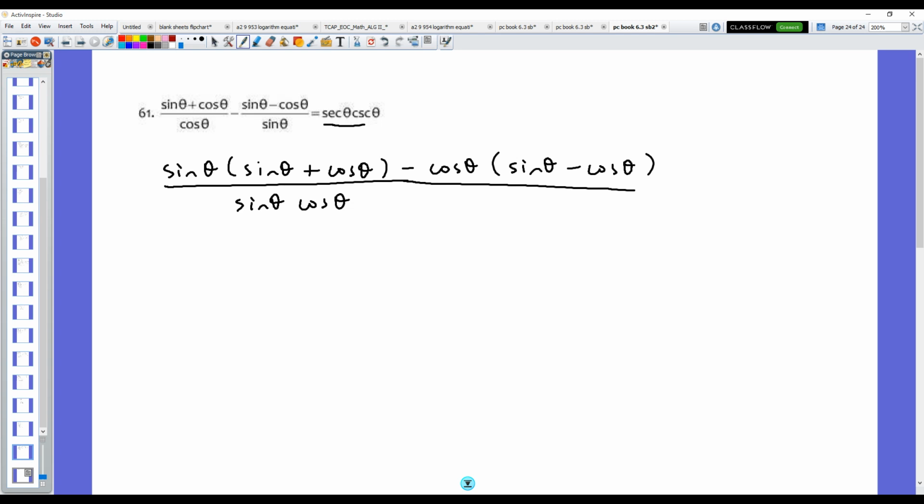Your target is a secant and a cosecant. So we need to have a cosine and a sine on the bottom. When we do, we need all that on top to cancel. I'm going to distribute sine squared plus sine cosine minus sine cosine plus cosine squared.